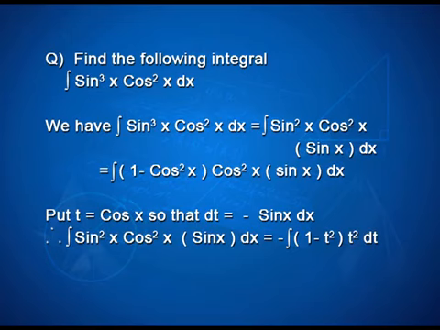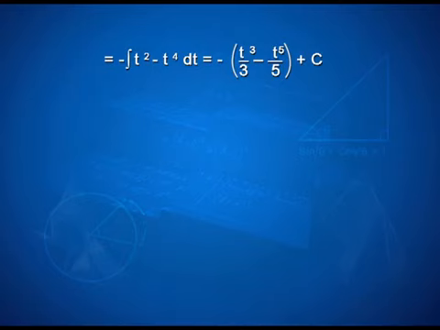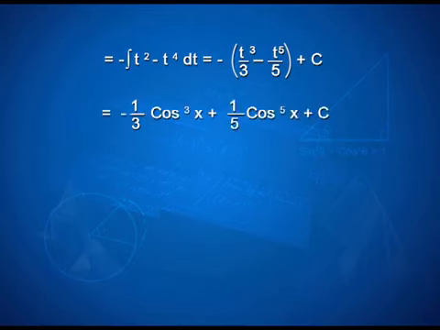Therefore, integral sin square x cos square x into sin x dx is equal to minus integral (1 minus t square) into t square dt, which on simplification gives minus of integral (t square minus t raised to 4) dt, that is equal to minus t cube upon 3 minus t raised to 5 upon 5 plus c, which again can be expressed as minus 1 upon 3 cos cube x plus 1 upon 5 cos raised to 5 x plus c.